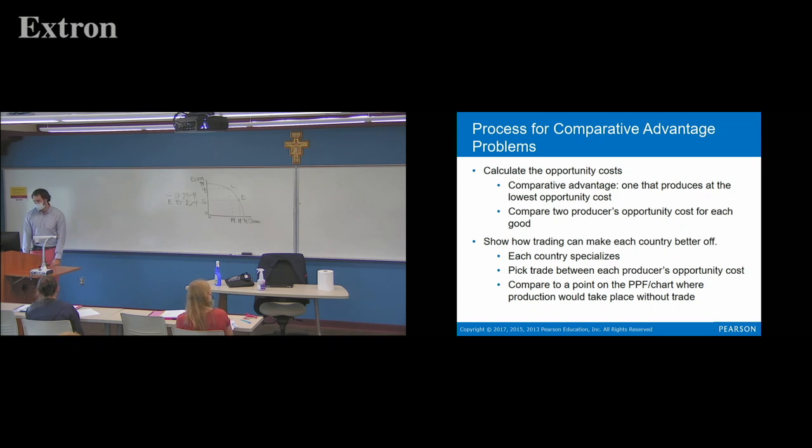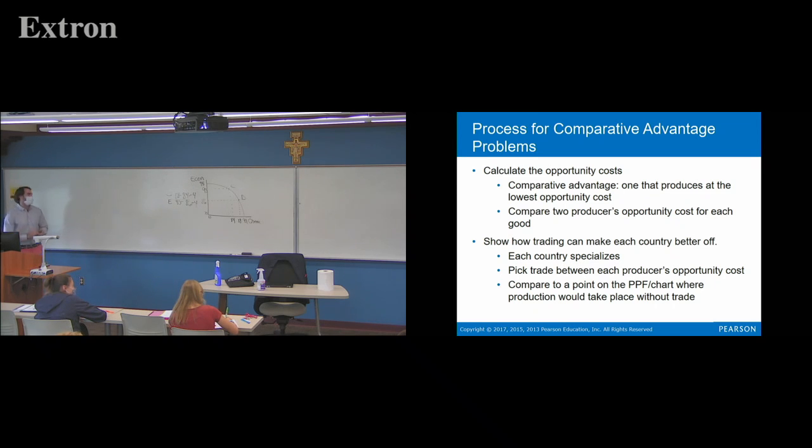All right, so let's jump back into it. For the comparative advantage problems, here I just have the steps listed for how you want to do these. First, you calculate the opportunity costs for both of the parties involved. The one with the comparative advantage is the one that produces at the lowest opportunity cost. So you compare the opportunity costs for each good, for each side, and whichever has the lowest for that good has the comparative advantage. Then when you want to show how trading can make each country better off, you assume each country specializes, so they just produce the one good that they have the comparative advantage at.